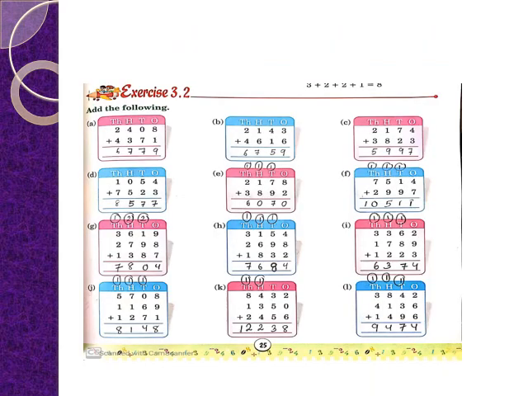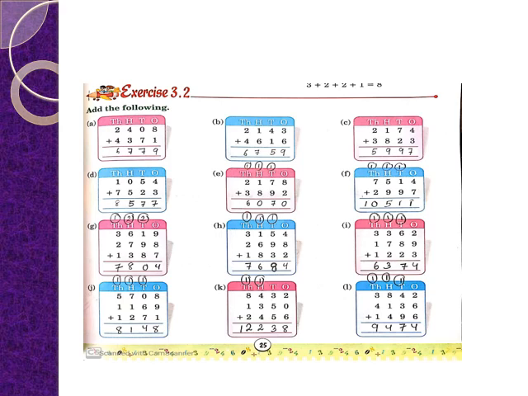Now exercise 3.2. This one also you have to do in your book. Bit number A. 2408 plus 4371. So ones place there is 8 and 1. 8 plus 1 is 9. Then tens place 0 plus 7 is 7. Then hundreds place 4 plus 3 is 7. Then thousands place 2 plus 4, 6. So our answer is 6779.